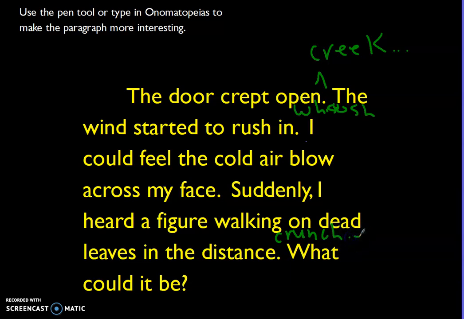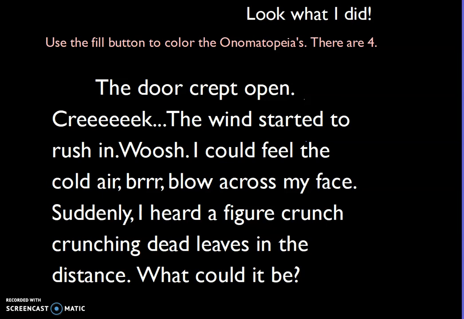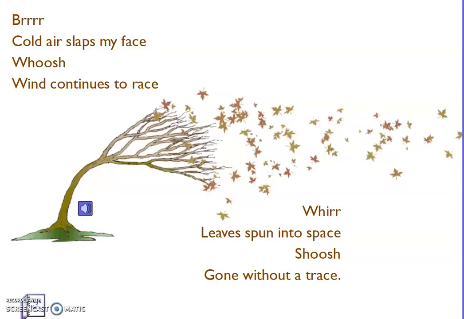Now let's see. We added a couple things. Let's see what else we could have done. Oh, look. We got creak. The door creaked open. Creak. The wind started to rush in. Whoosh. I could feel the cold air, brr, blow across my face. Suddenly I heard a figure of crunching dead leaves in the distance. What could it be? So those are some examples of where we could add onomatopoeia to make the story sound better. There's also onomatopoeia in poems, like here.